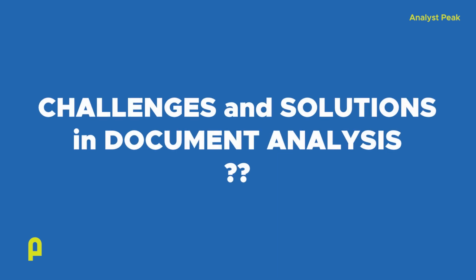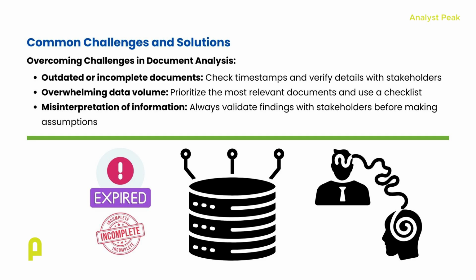Document analysis is incredibly useful, but it's not without challenges. Here are some common hurdles and how to handle them. Number one, outdated or incomplete documents. Always check the date and context of the document. If something seems off, ask the stakeholders for clarification. Number two, overwhelming volume of data. Focus on the most relevant documents first. Use a checklist to stay on track. Number three, misinterpretation of information. Don't assume. Validate your findings with the stakeholders to ensure that you have understood correctly.